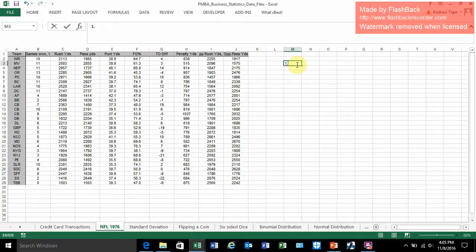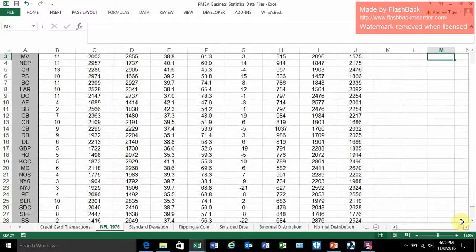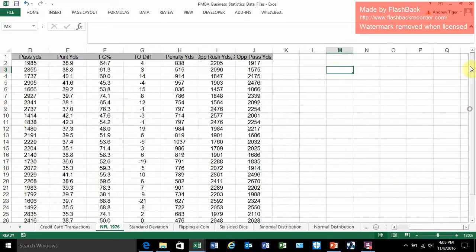1976 NFL football season. We've got the wins for each team, and there are some statistics. And if we were going to do a regression analysis, the very first thing that we would have from a statistical test: our null hypothesis is that all coefficients, all of our slopes, are equal to 0. And 2, the alternative is at least 1 is different than 0.